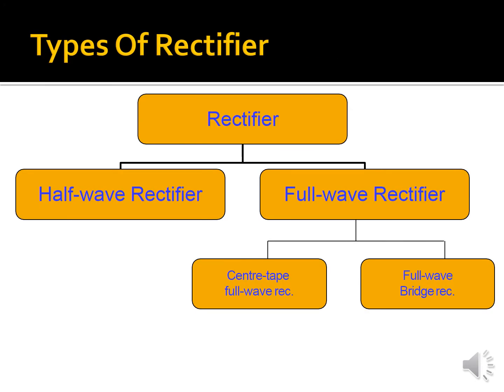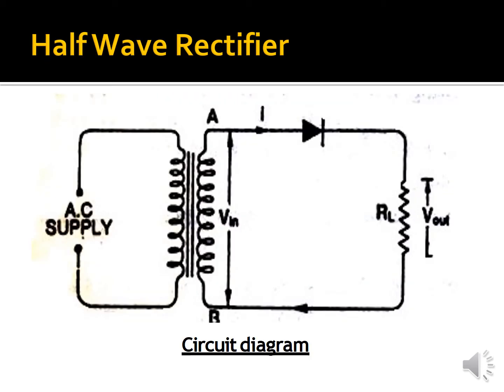There are two types of rectifier: one is the half-wave rectifier, the second is the full-wave rectifier. In the full-wave rectifier, we have two types: the center tap full-wave rectifier and the full-wave bridge rectifier. In the half-wave rectifier, the AC power supply comes from the transformer, and the rectifier converts this AC to DC. For the rectification, we use a diode. Since this is a half-wave rectifier, we use one diode. The wave propagates in only one direction, either the positive direction or the negative direction.